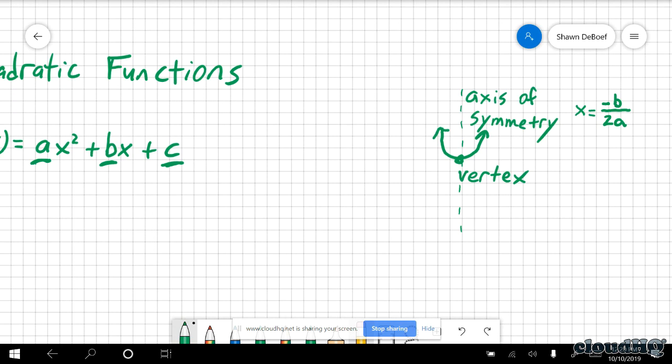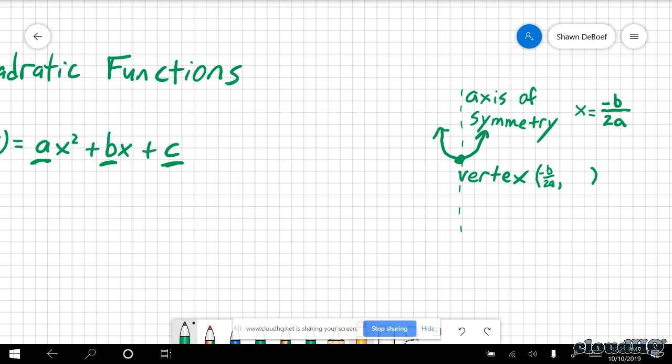And then once we know that, we know that the vertex is on the axis of symmetry, and the vertex is an ordered pair. Which of the two numbers of the vertex do I know at that point? Well, we know the vertex is on the axis of symmetry, which has the equation or the rule that x is equal to negative b over 2a. Therefore, the x has to be negative b over 2a. We know that will always be the case of the vertex.